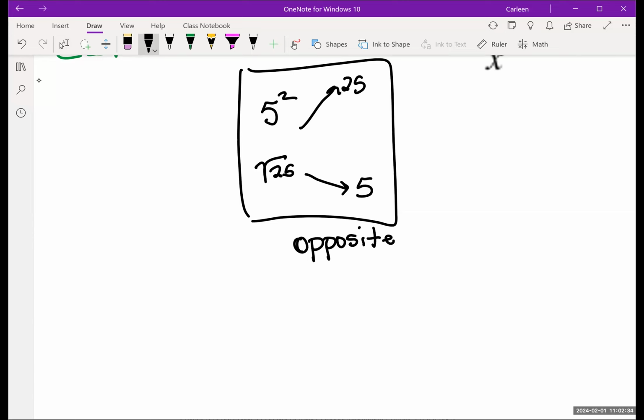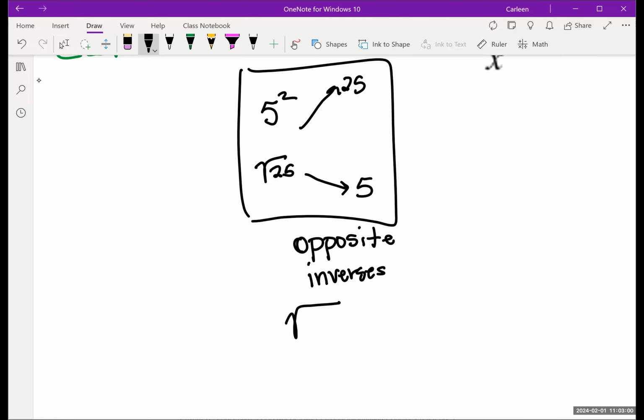5 squared goes to 25. Square root of 25 goes back to 5. So now we have some vocabulary: they are inverses. Multiply and divide are kind of in that combination, but square root is the opposite of squared.